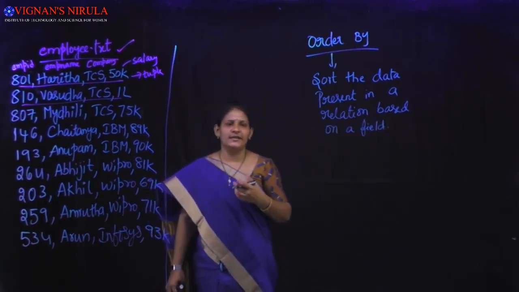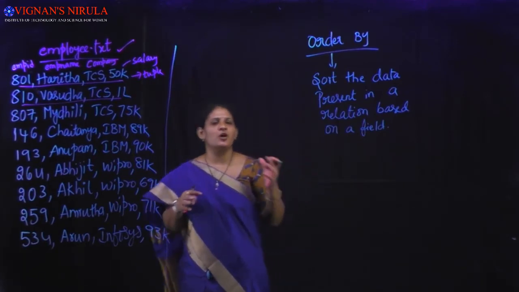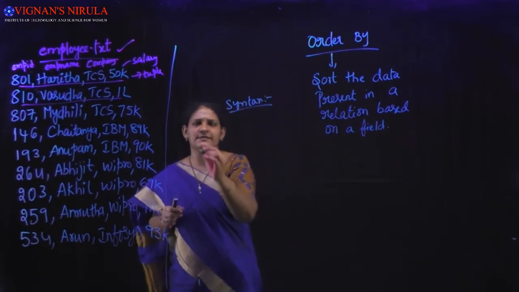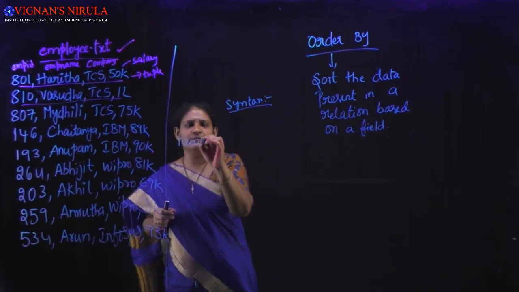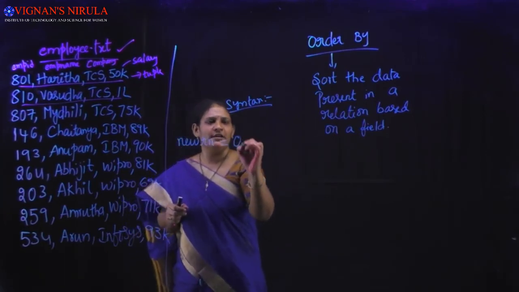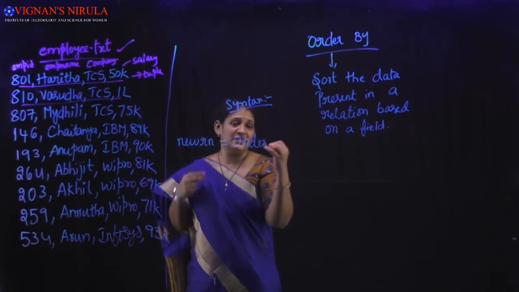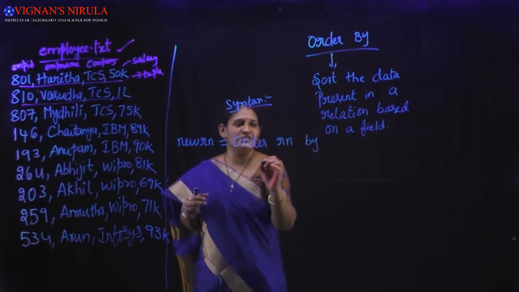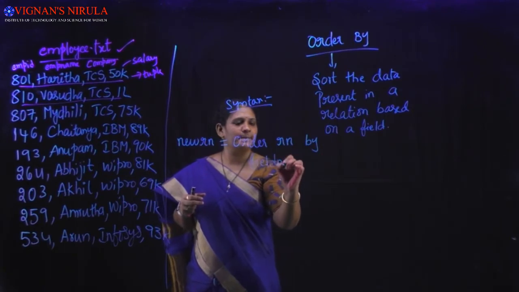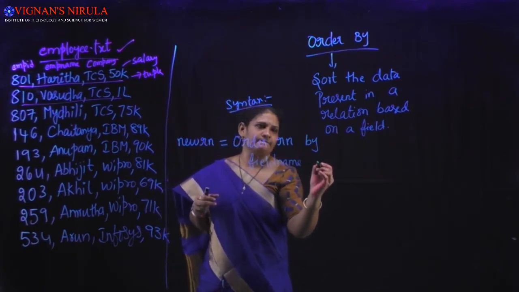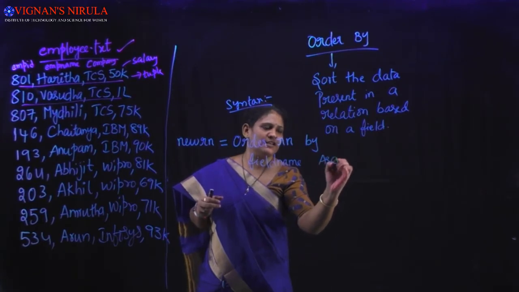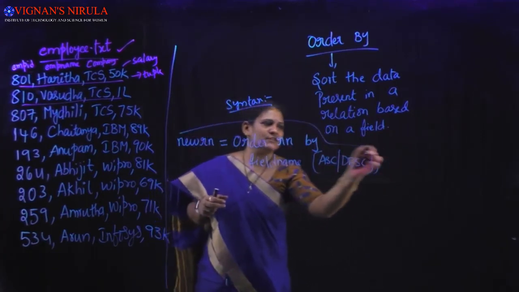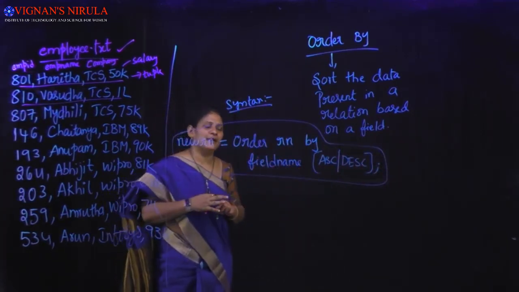Fine. If you want to sort data present in a relation, then the suitable operator for that is order by. How can we use this? The syntax is: new relation name is equal to order, which relation you want to sort, that relation name, by which field you want to sort, that field name, in which order you want to sort, either descending or ascending order. That you have to specify here. This is the syntax of using an order by operator.